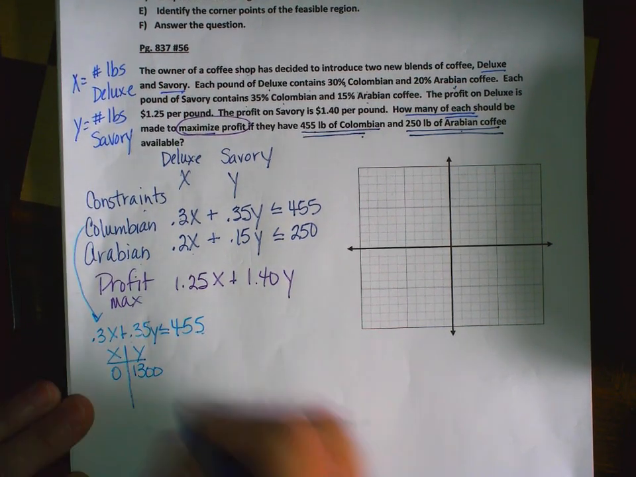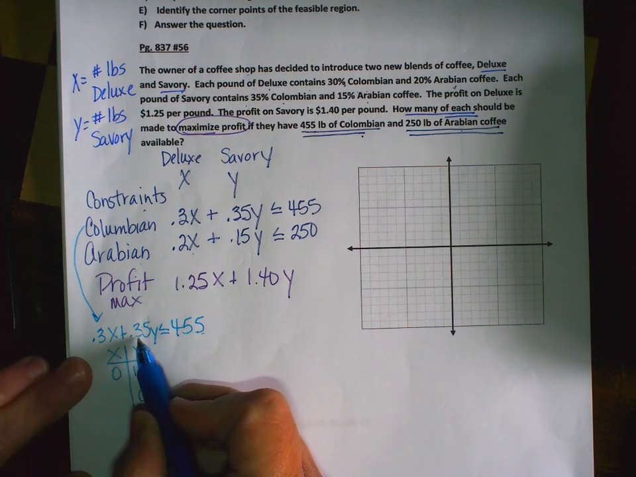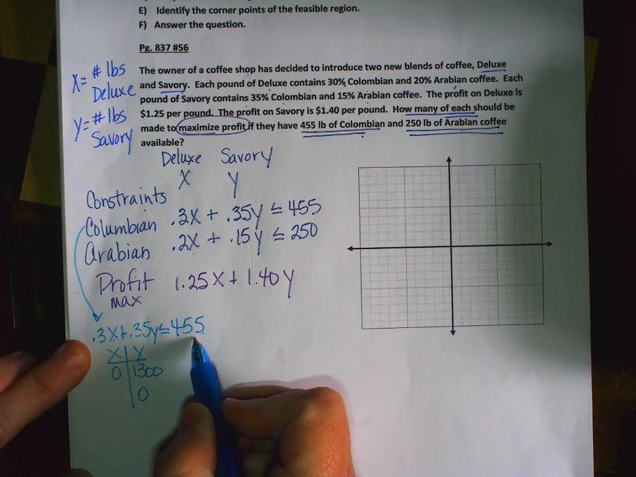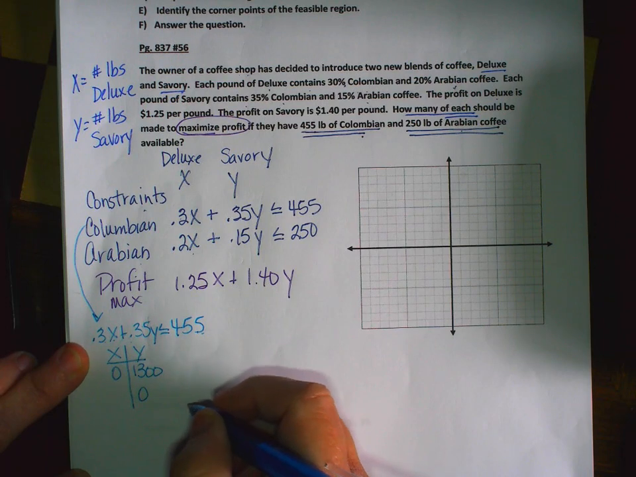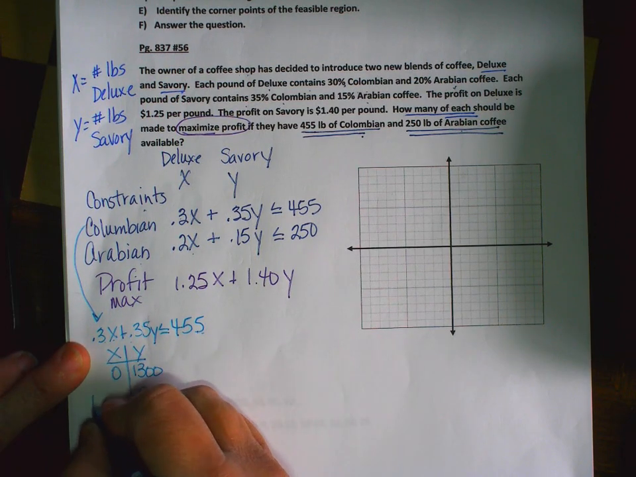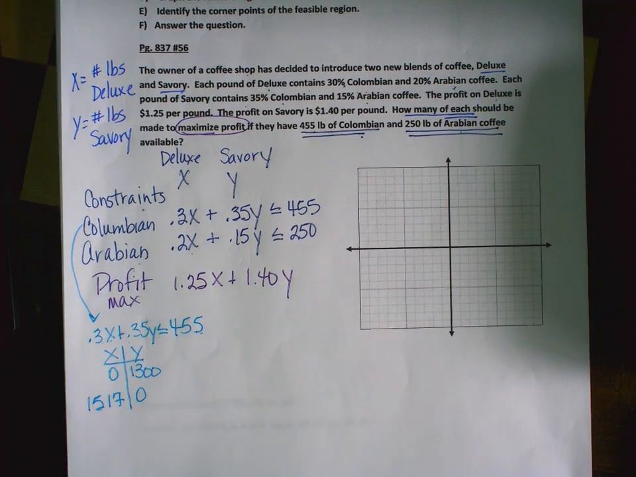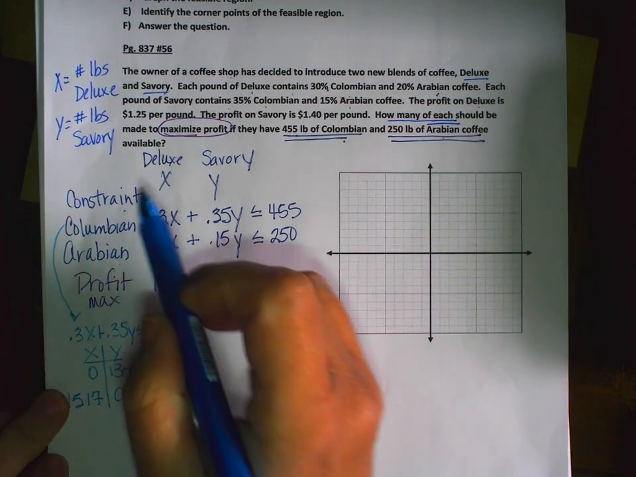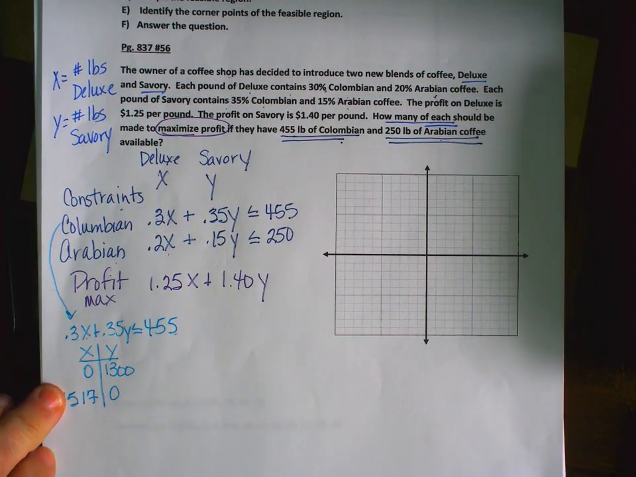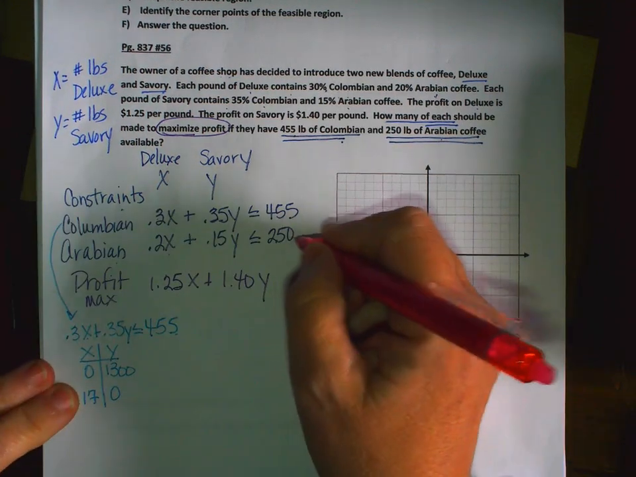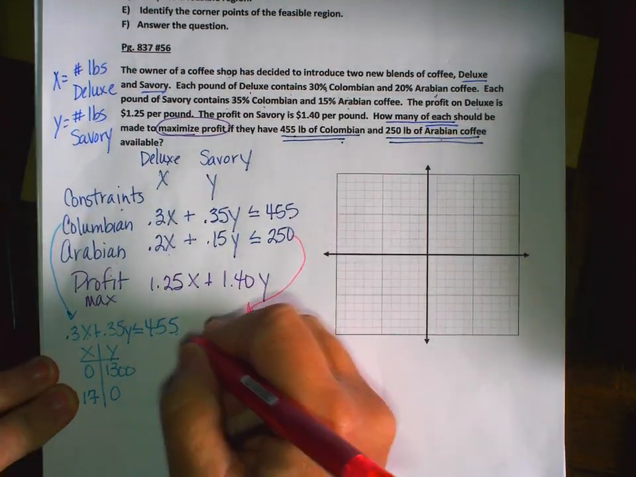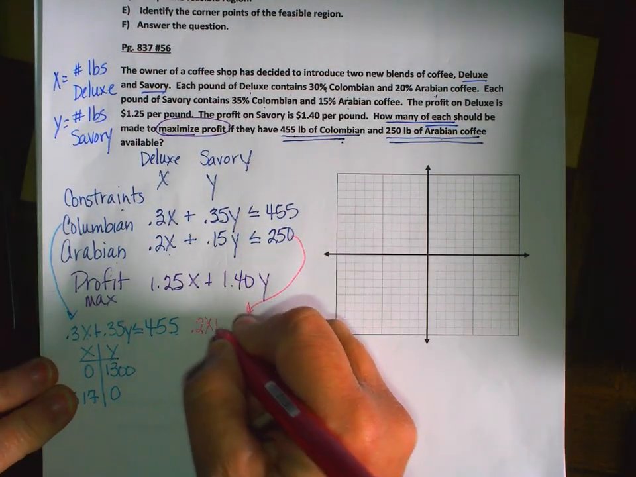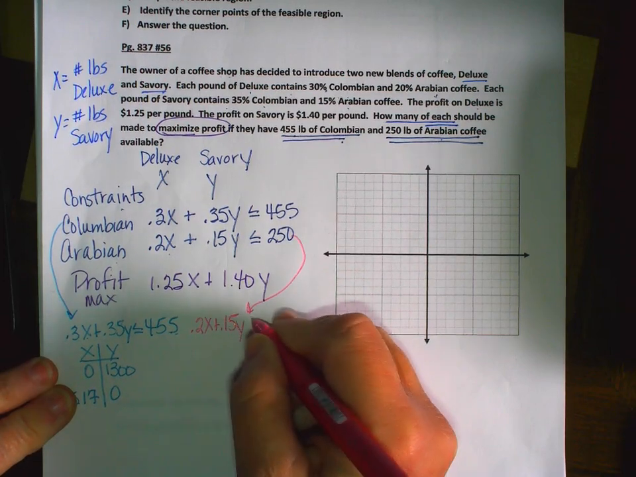Then if I plug in 0 for y, I have 0.3x equals 455. Divide 455 by 0.3, and I'm going to round to the nearest whole number, and that would give me 1517. So those are the two numbers that I would need to graph for the Colombian. And then the two numbers I would need to graph for the Arabian, okay, the Arabian is 0.2x plus 0.15y is less than or equal to 250.